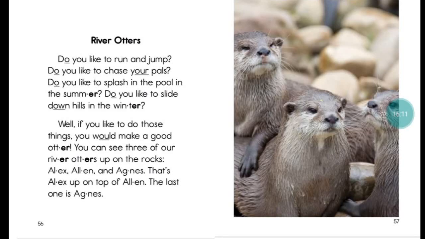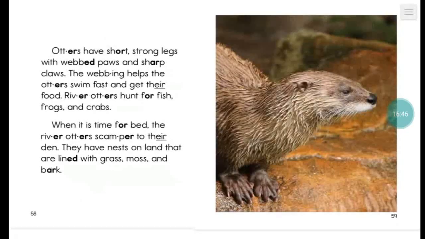River otters. Do you like to run and jump? Do you like to chase your pals? Do you like to splash in the pool in the summer? Do you like to slide down hills in the winter? Well, if you like to do those things, you will make a good otter. You can see 3 of our river otters up on the rocks. Alex, Alan, and Agnes. That's Alex up on top of Alan. The last one is Agnes.